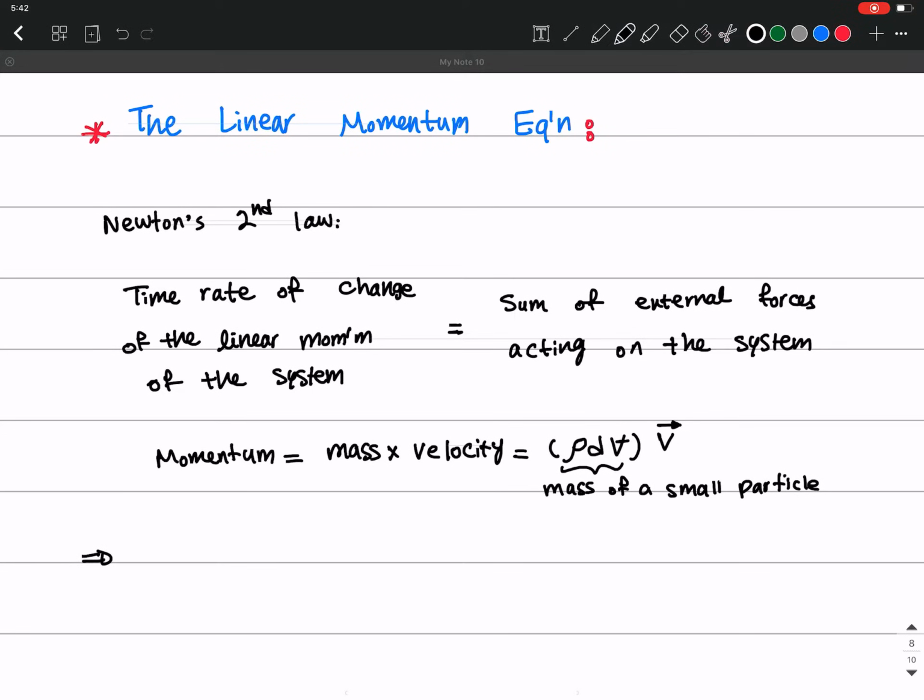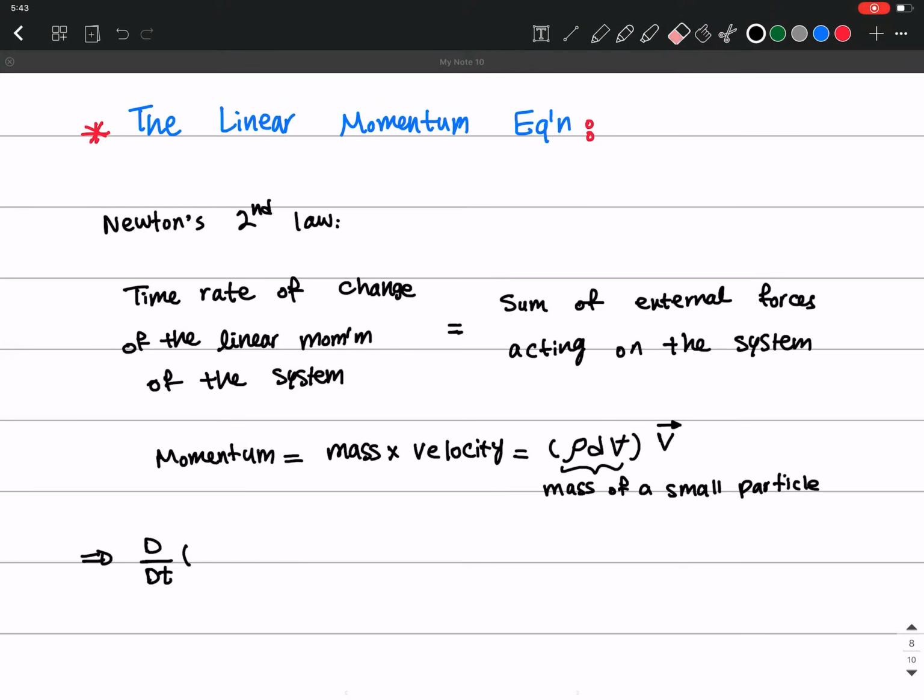Then if I want to write Newton's second law in terms of mathematical operations, it's the time rate, which is a derivative with respect to time, of the momentum in the system, right? If I want to write it for the whole system, it's the momentum of all the particles, so I can just integrate over the whole system. For just one particle, the momentum is rho dV times v.